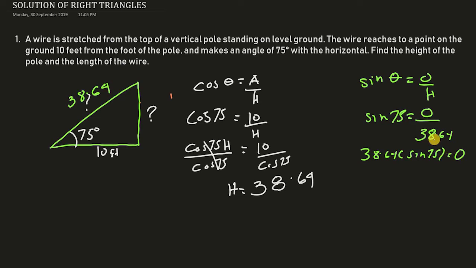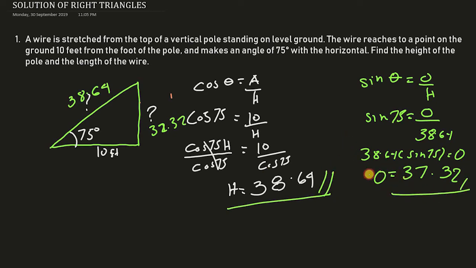So to solve for that, using our calculator, sine 75 times 38.64 is equals to 37.32. So the opposite side is equals to 37.32. So these are our final answer. This is the height of the pole, and the length of the wire is this. Don't forget to use the unit value feet. Okay? Let's move on to our next problem.